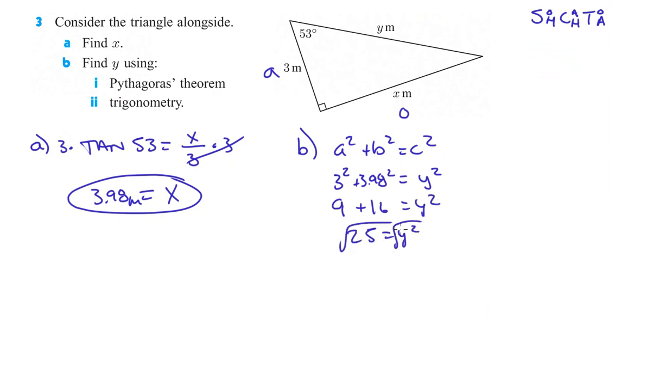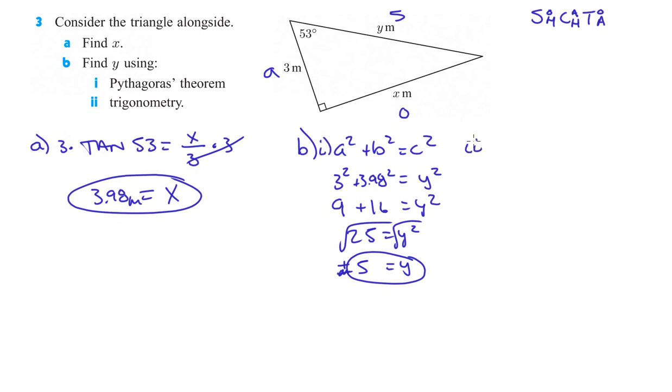So we square root both sides, and we get y equals plus or minus 5. Obviously, it's not going to be minus 5 because it's a length of something. So we get rid of the minus 5, and so we get y equals 5 for that. Okay. Now we can also do this using trigonometry. So this was part I.